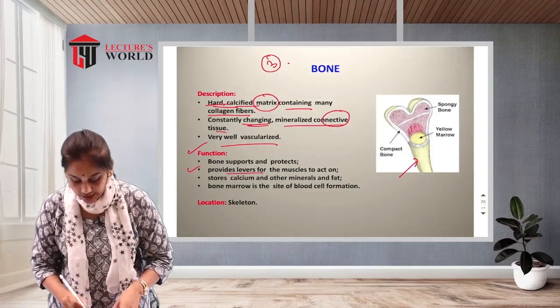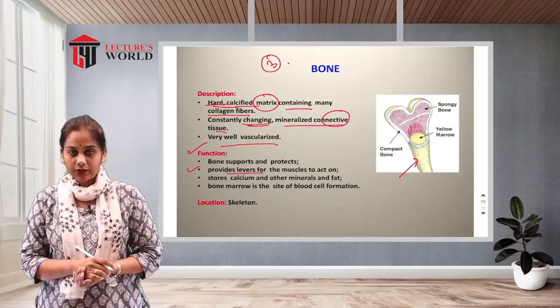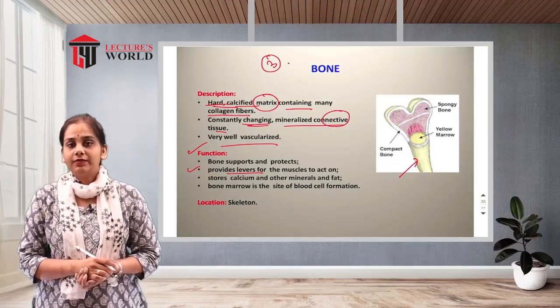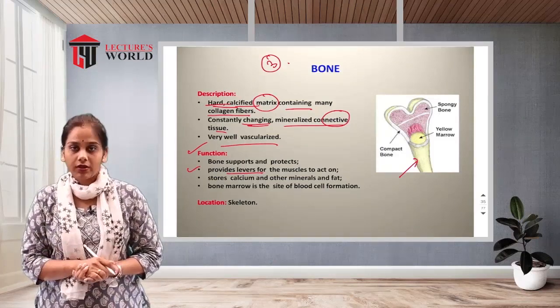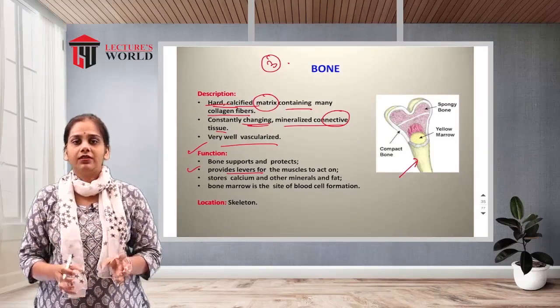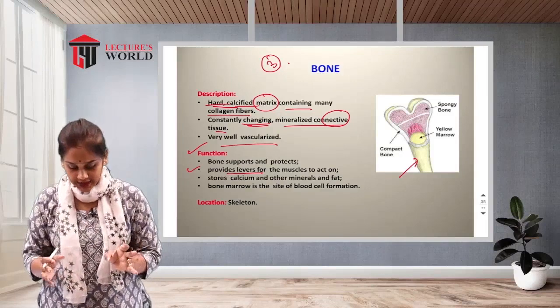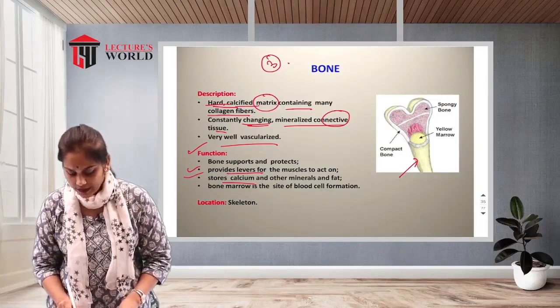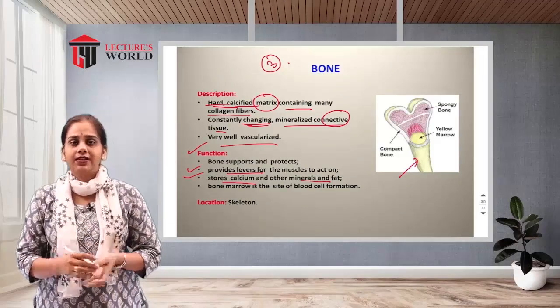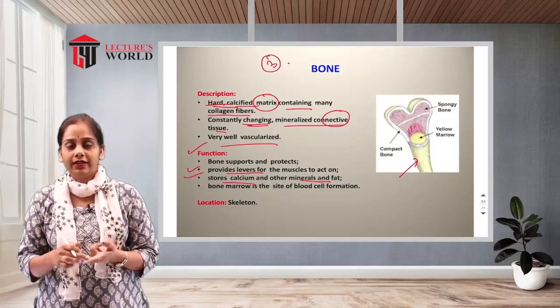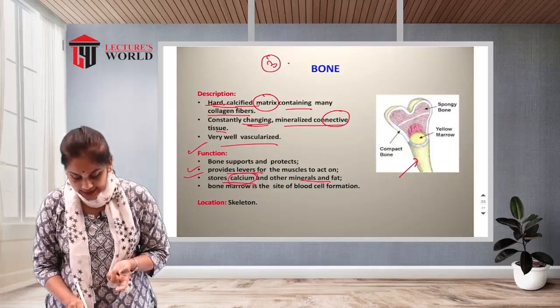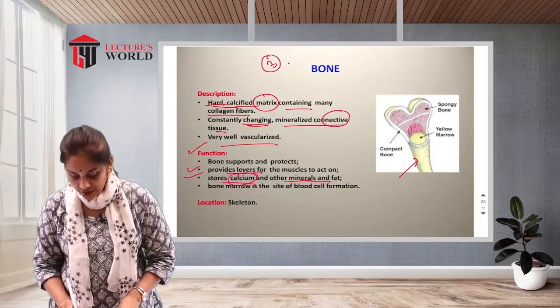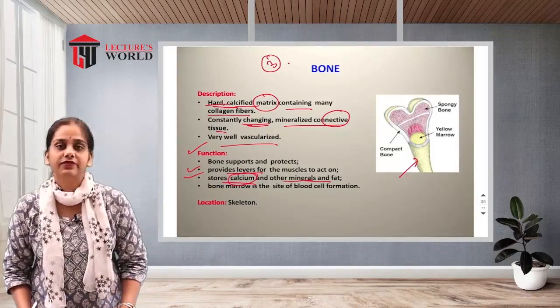Then it provides levers for the muscles to act on. The muscles act on the bones, so it gives a framework and gives strength. It stores calcium and other minerals and fats. In bone there are minerals, mostly calcium and other minerals, as well as fat.